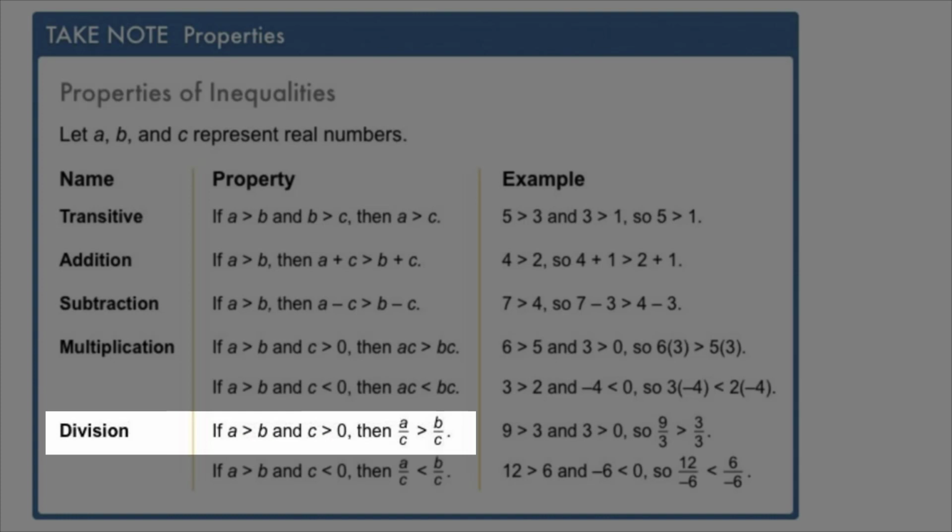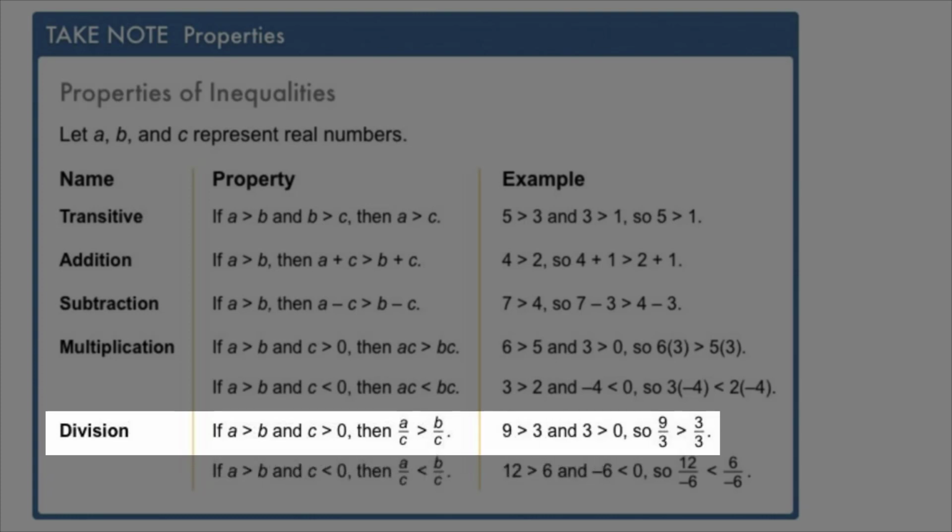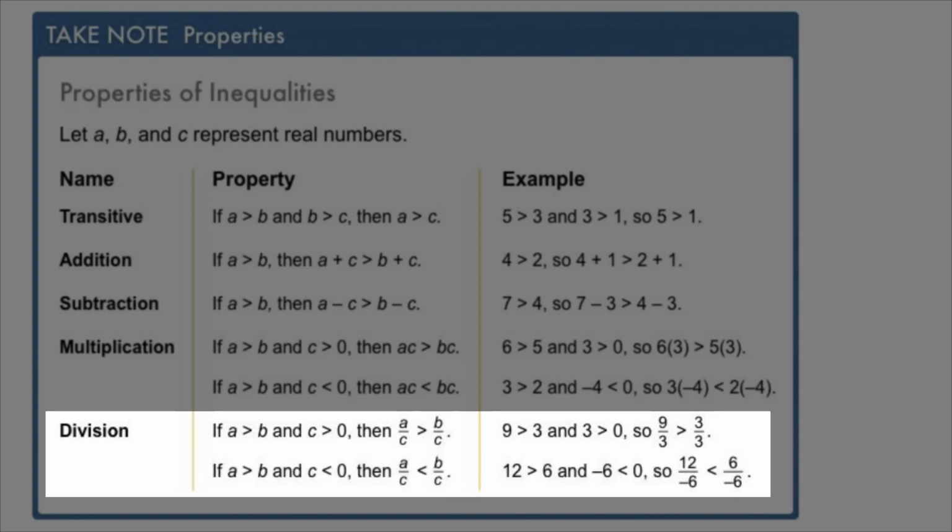And finally, the division property of inequality. It states if A is greater than B and C is greater than 0, then A divided by C is greater than B divided by C. Also, if A is greater than B and C is less than 0, then A divided by C is less than B divided by C. Examples: 9 is greater than 3 and 3 is greater than 0, so 9/3 is greater than 3/3. 12 is greater than 6 and negative 6 is less than 0, so 12 divided by negative 6 is less than 6 divided by negative 6.